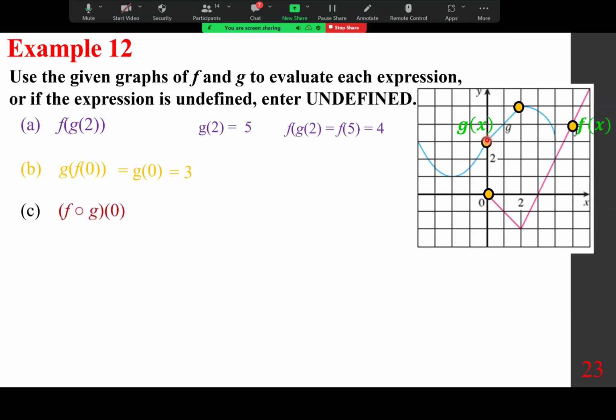F of g of 0. That means f of g of 0, which is f of 3 because we already have g of 0. Remember that? So f of 3. So along the x-axis, locate the 3. 1, 2, 3. Well, it's just the red function. So it's simply this point, 0. The answer is 0.